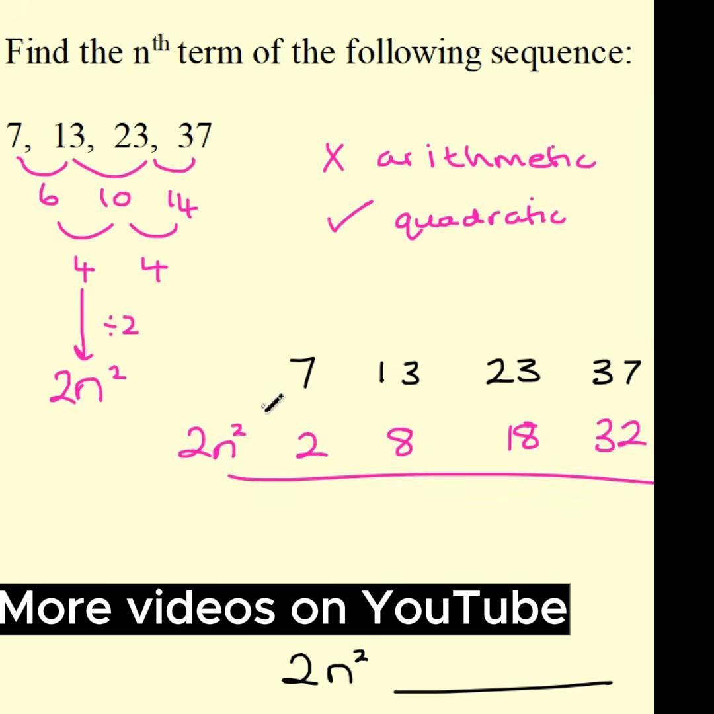And we're going to subtract the 2n squared sequence from our sequence. 7 take away 2 is 5. 13 take away 8 is 5, 23 take away 18 is 5, and 37 take away 32 is 5. So in this instance, that is just plus 5. We have to add 5 to our 2n squared sequence in order to get the nth term. So your final answer would be 2n squared plus 5.